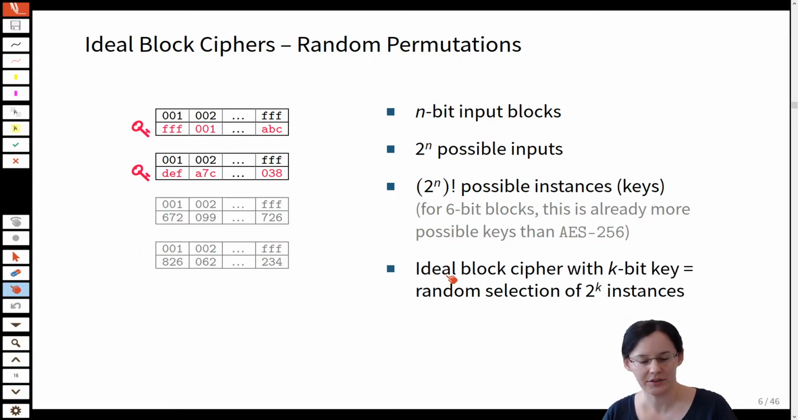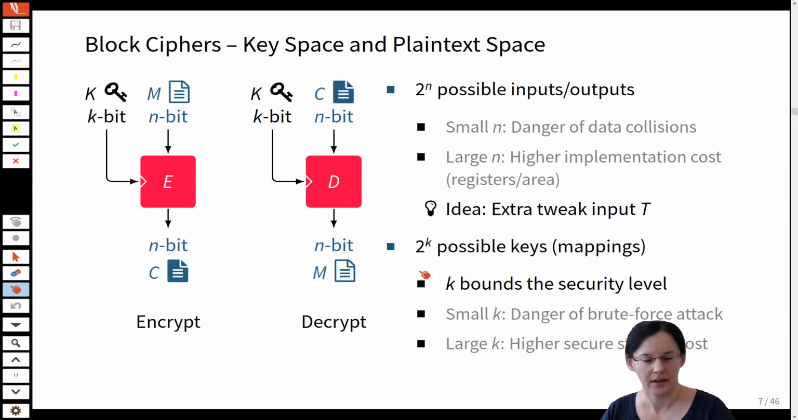So an ideal block cipher with a k-bit key corresponds to a random selection of 2^k from these 2^n factorial instances. So this is the idealized version. This is, of course, not a practical version. So actually implementing this is, of course, not so easy. We need some way to first select these lookup tables and then also to describe them precisely, so that if we know one particular key, we can easily translate all the blocks, ideally without storing the complete lookup table. So this is what we would like to have.